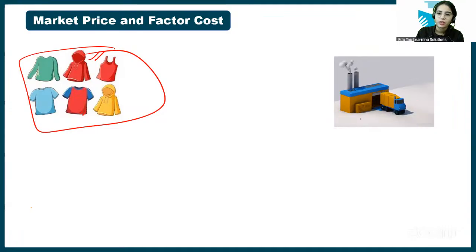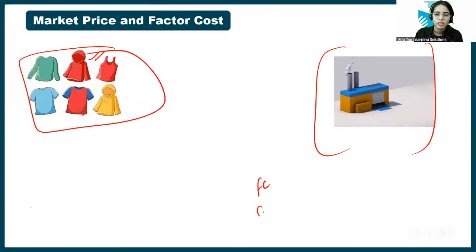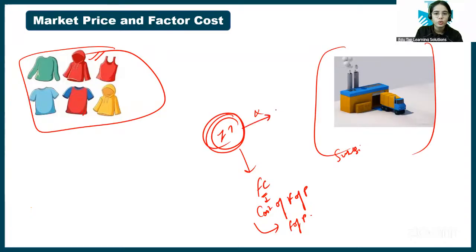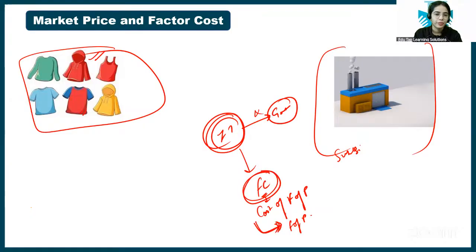Now factor cost. The factor cost is the cost of factors of production, or the money that is going to the factors of production. Now, indirect taxes. Does it go to factors of production? No. So in the factor cost, indirect taxes will not be included. Indirect taxes go to the government, so they will not be included in the factor cost because this is the money that is going to the factors of production. The GST goes to the government and not to the factors of production. So factor cost does not include the indirect taxes.